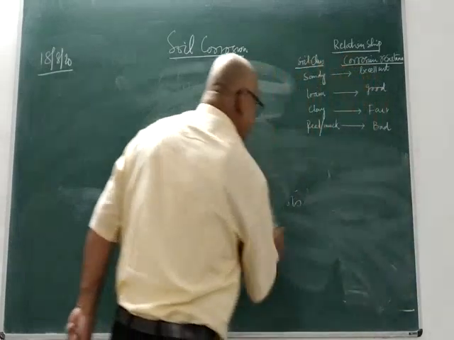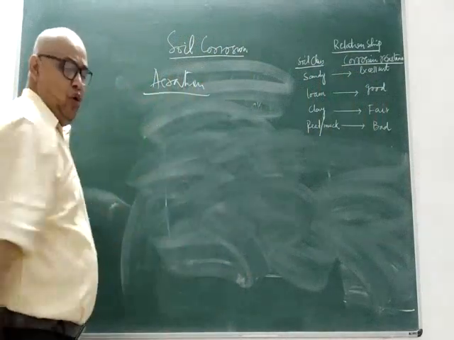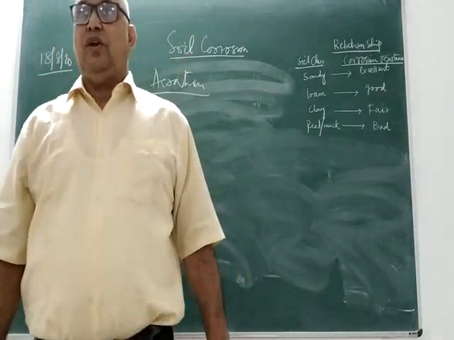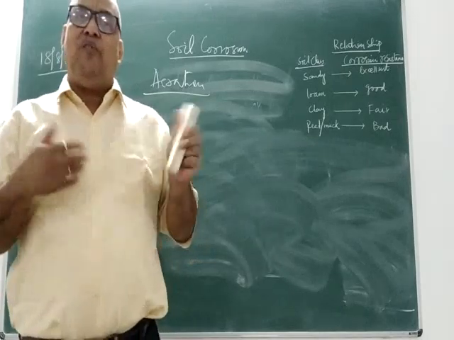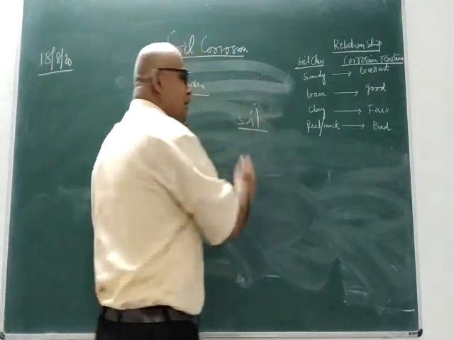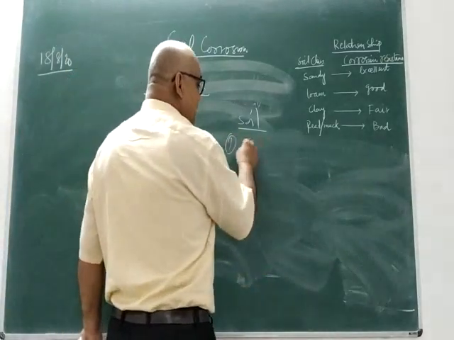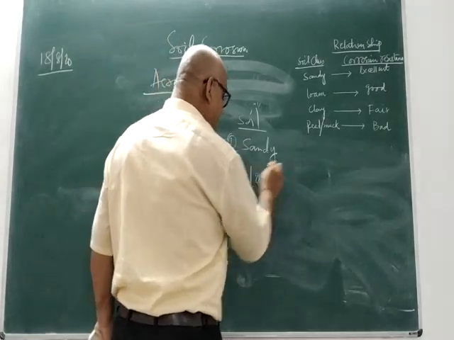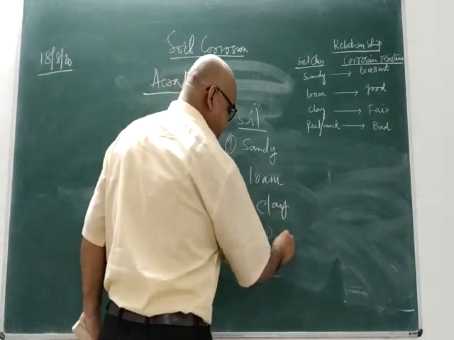Let us start with aeration. Perhaps all of you understand what aeration is: flow of air. If we want to understand this phenomenon, first of all we need some idea about soil. Actually, soil may be basically of four types. Number one is sandy soil. Number two is loam type. Number three is clay. And number four is peat or muck.